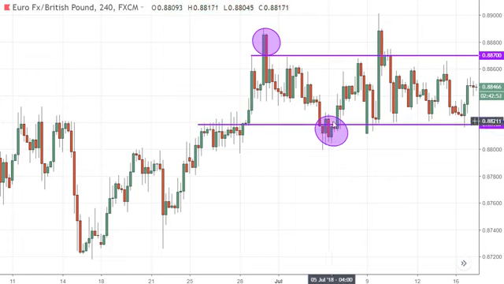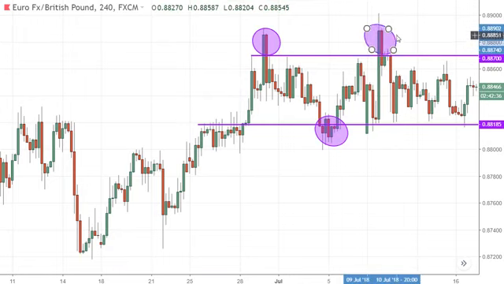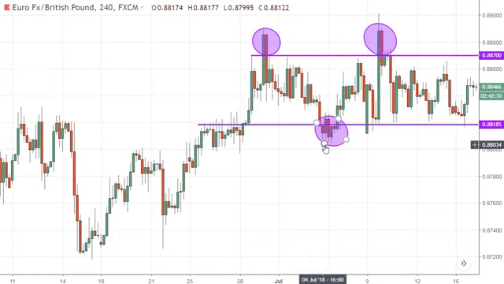This touch here comes with an incident, as this one, because it just fakes out outside of the boundaries of this range. Then you have another one up here. So you already have 3 touches. With these 3 touches and with this incidence outside of the range, you can say, okay, this is a sell here.